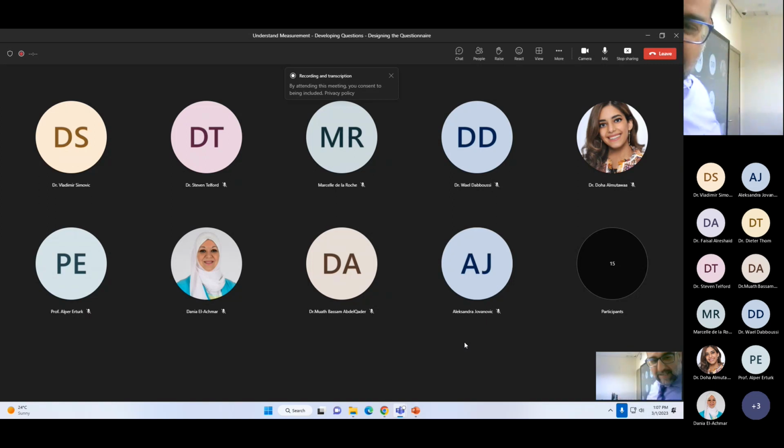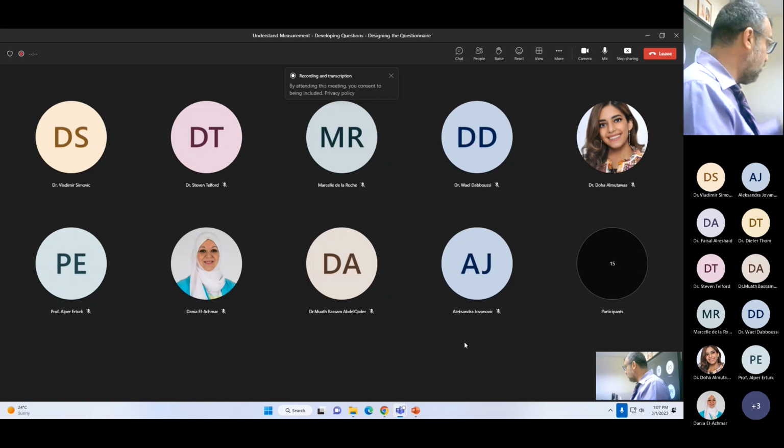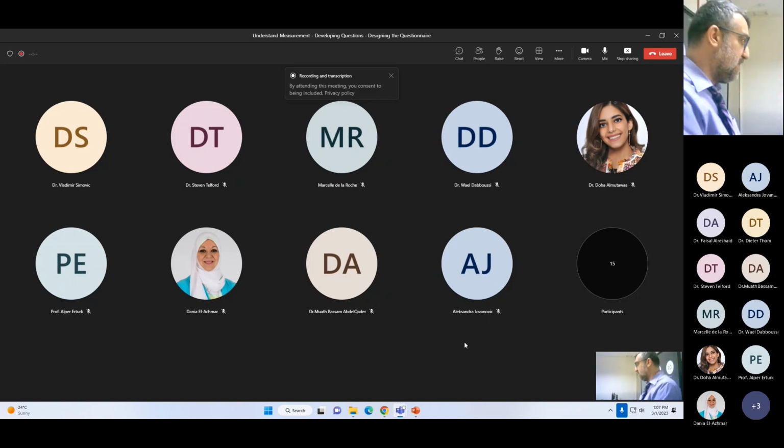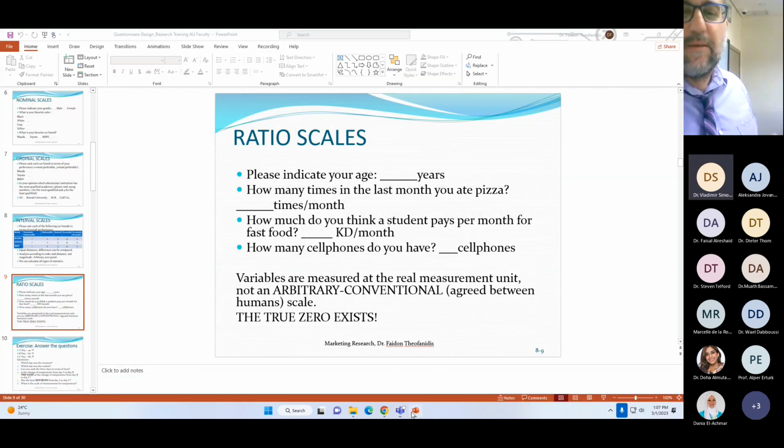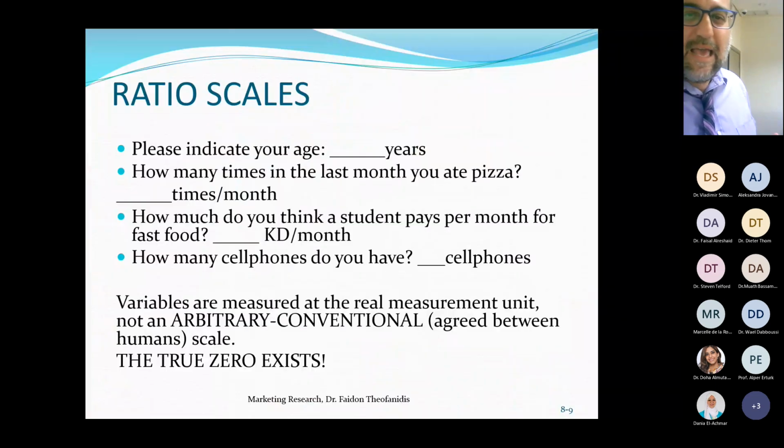So basically, just to give you a very quick answer, I wanted to ask you: Likert scale, which type of question? What scale of measurement? Interval, bravo, interval. So it is interval. We said it, somebody said it. Thank you, Dr. Faydon. My pleasure. So it's interval.